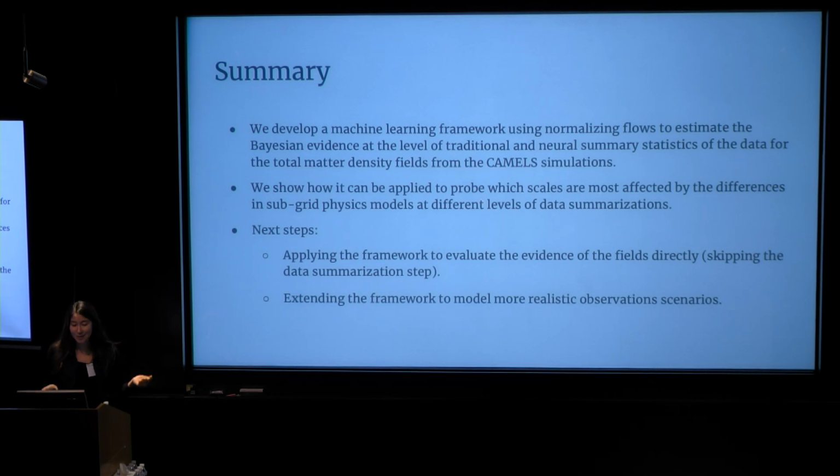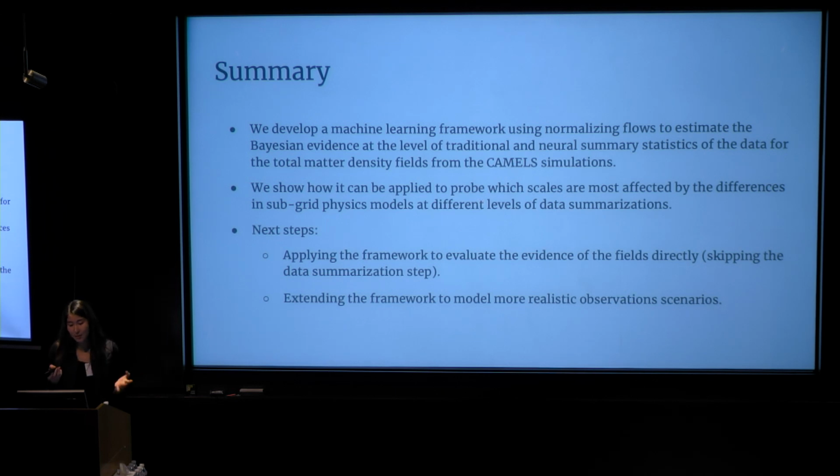the talk, first we developed a machine learning framework that uses normalizing flows in order to estimate the Bayesian evidence at the level of different summary statistics. I showed the results for the neural summary statistics, but the same can be done with traditional summary statistics like power spectra or bispectra. We show this application for the total matter density fields from the CAMELS simulations, but it can be extended to other fields, such as gas density fields or gas temperature.